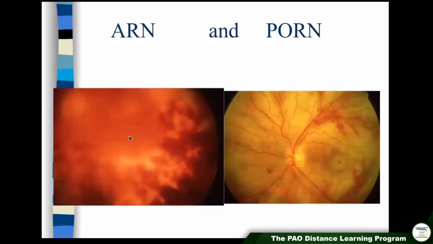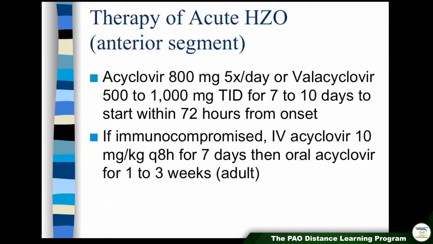And the retina, especially if they have a drop in vision, then they have to be seen. They can have acute retinal necrosis, and in the immune deficient patient, they might present with PORN, progressive outer retinal necrosis.